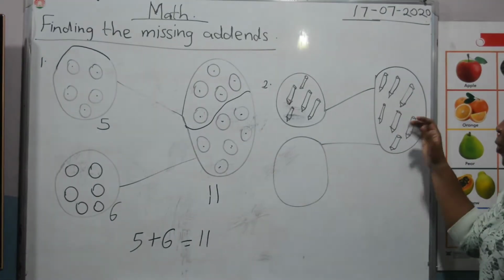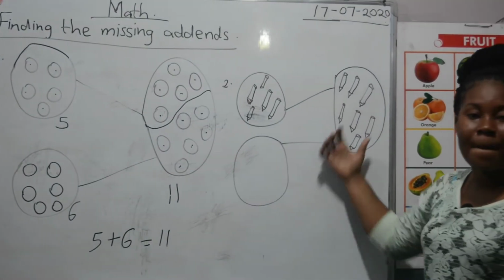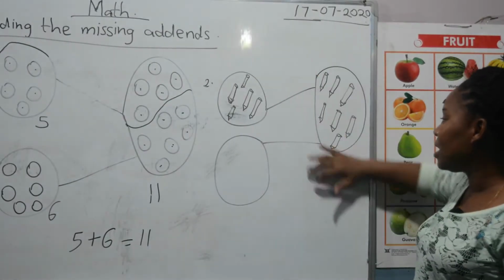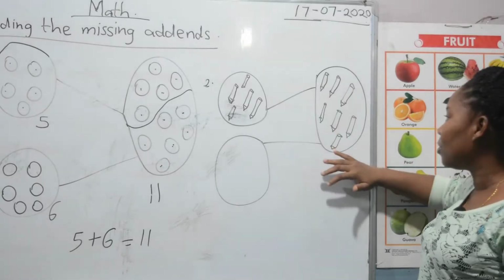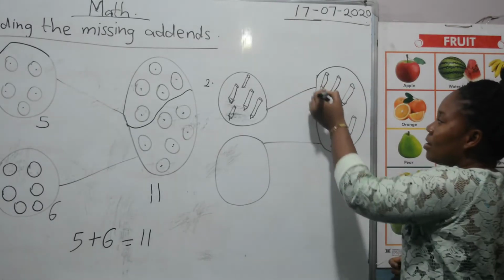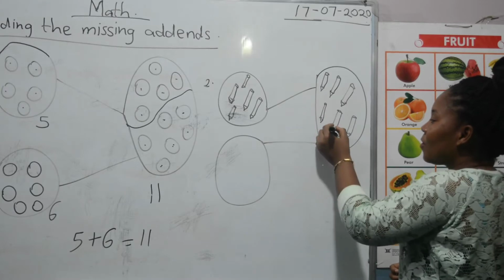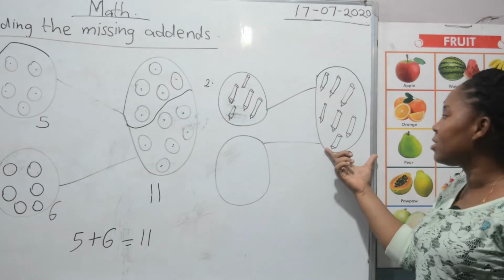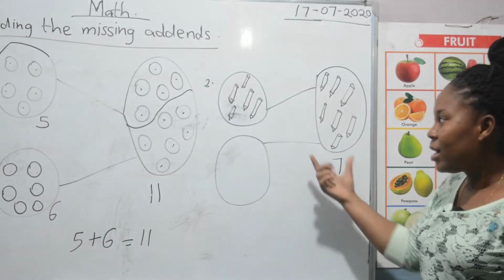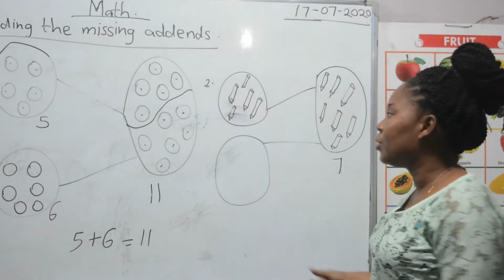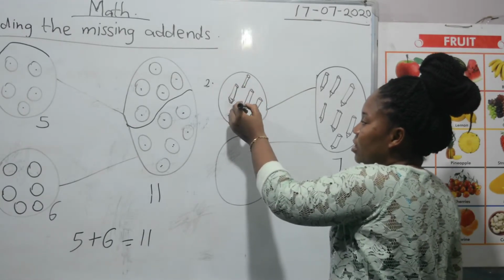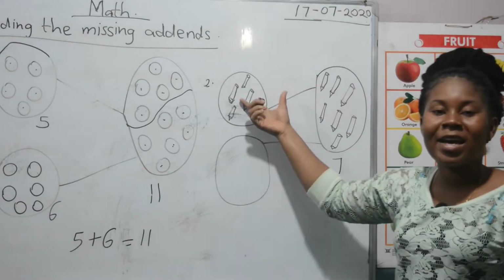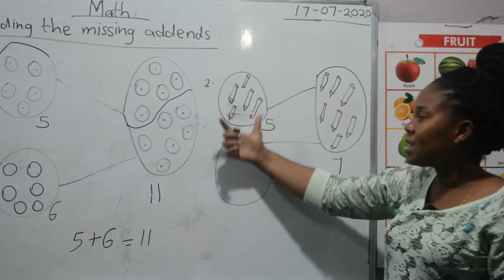Now let's come to our second diagram. In this diagram we have pencils in it. So let's count the pencils in the first circle. Let's count. 1, 2, 3, 4, 5, 6, 7. Very good. So we have 7 pencils in this circle. Now let's count the pencils here too. 1, 2, 3, 4, and 5. So 5 pencils in the first circle.